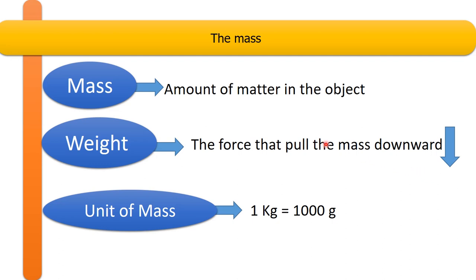So let's review. The mass is the amount of matter in the object. The weight is the force that pulls the mass downward. The unit of mass is 1 kilogram, which is equal to 1000 grams.